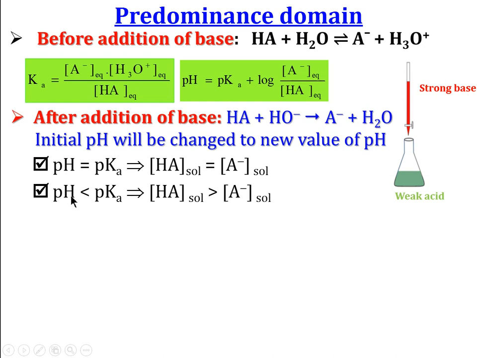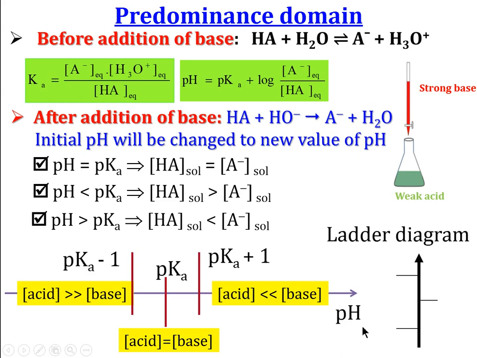And if the value of the pH obtained is less than pKa, by the same way, HA in the solution is greater than A minus in the solution. And if the pH value is greater than pKa, HA in the solution is less than A minus in the solution. So according to the value of the pH we determine in the solution, we can have different domains of predominance. If the pH of the solution is less than pKa minus 1 of the couple, in this case, the acid form HA predominates. And if the pH obtained is greater than pKa of the couple plus 1, the basic form A minus predominates.